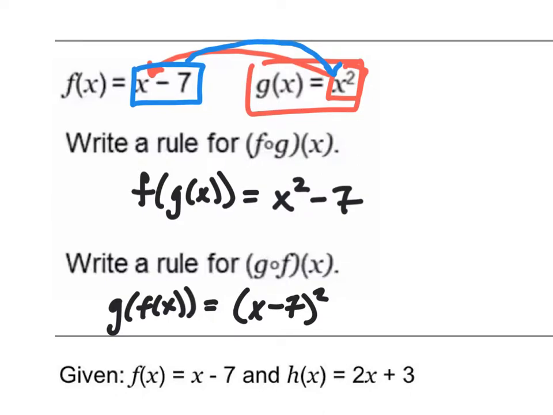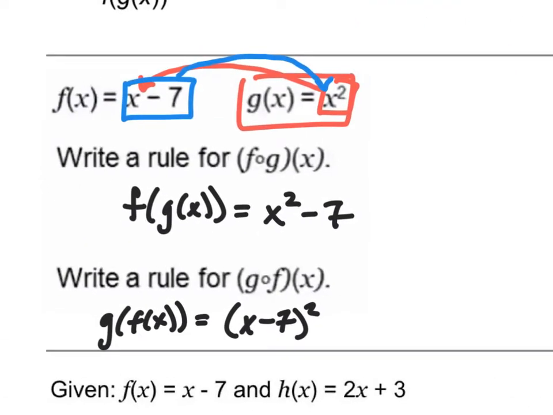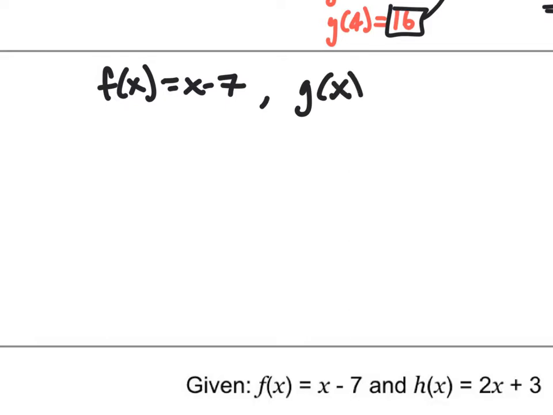And let's talk about this for a second. I know this is very confusing, and depending on what you're doing, it can be a little tricky to figure out. But here's what we know. We know that f of x is equal to x minus 7, and we know that g of x is equal to x squared, all right?